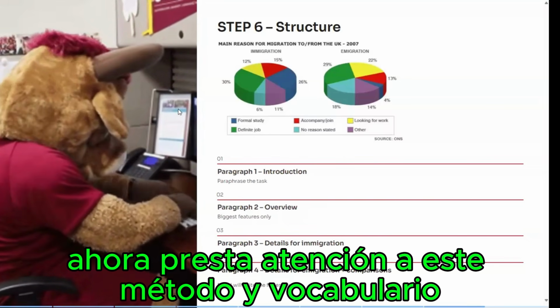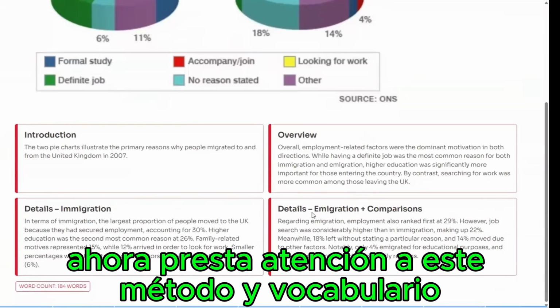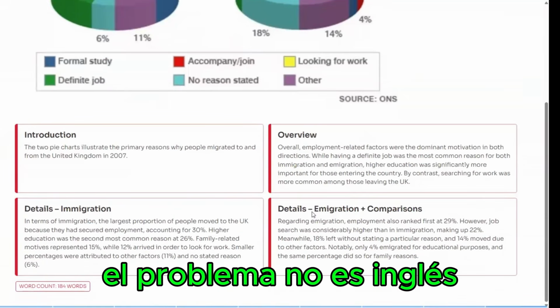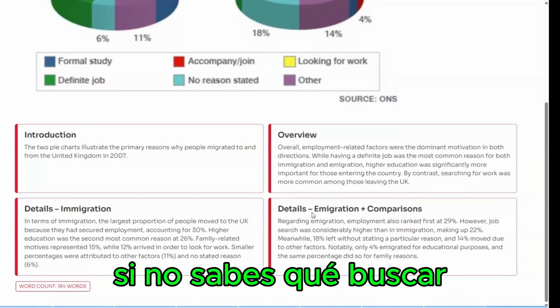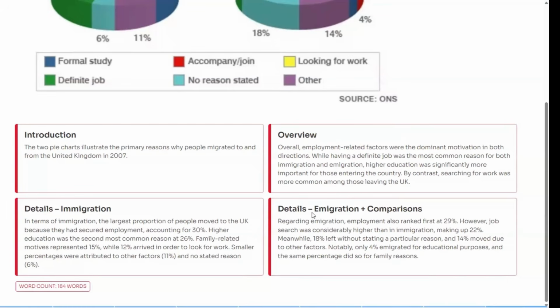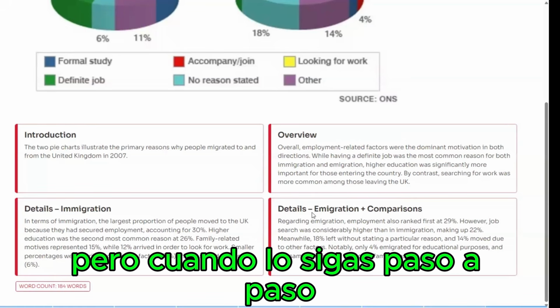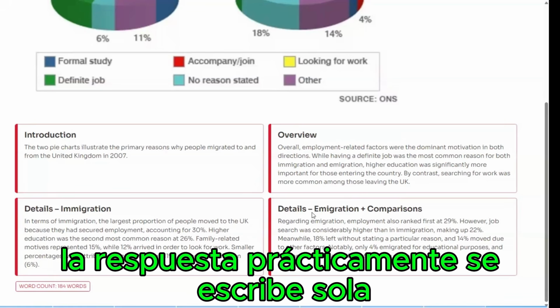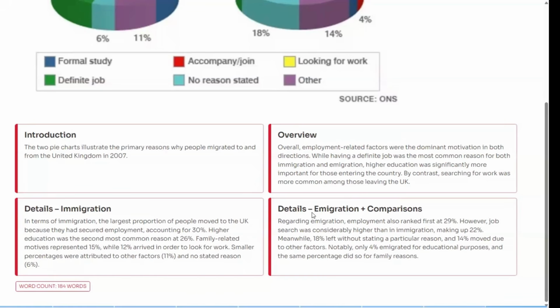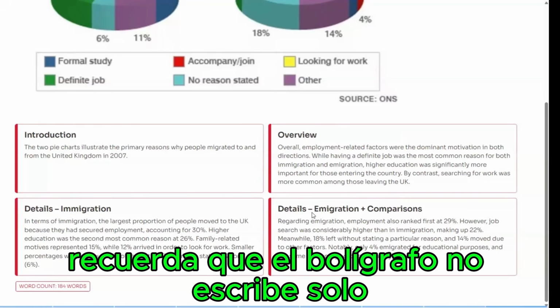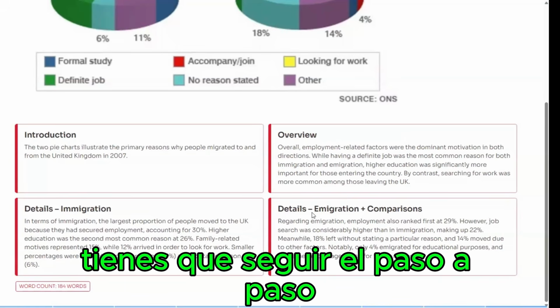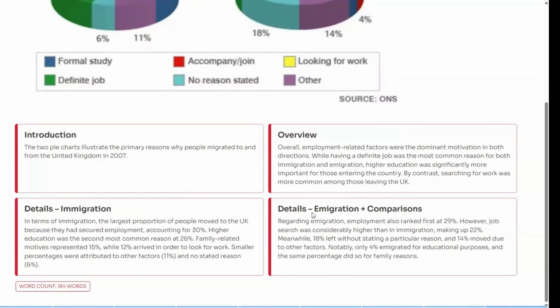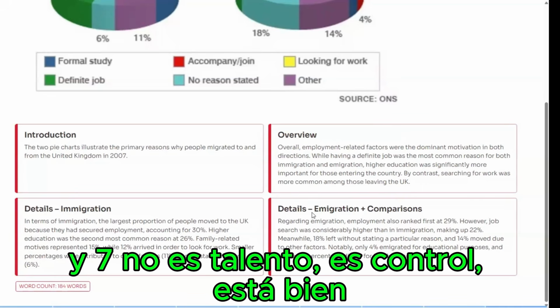Now pay attention to this. Method and vocabulary. The problem isn't English. The problem is method. If you don't know what to look for when you write, you'll write anything. But when you follow it step by step, the answer practically writes itself. Remember, the pen doesn't write by itself. You have to follow the step by step. Band 7 isn't talent, it's control, okay?